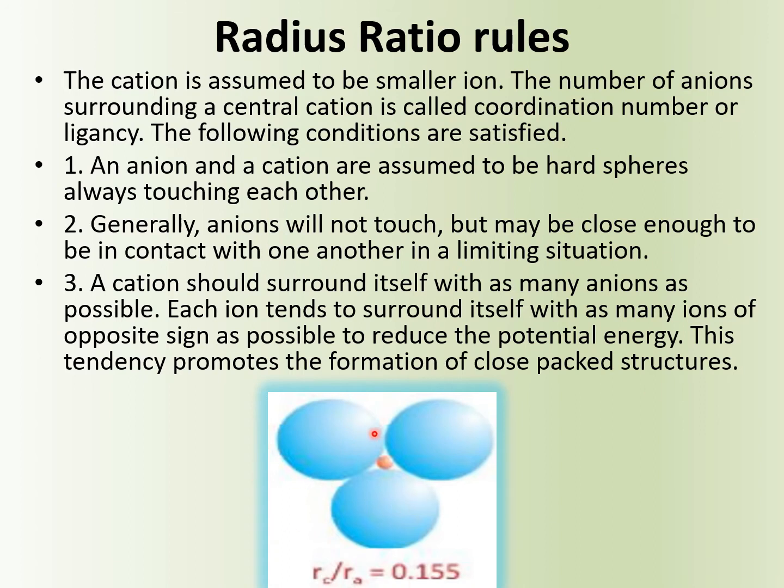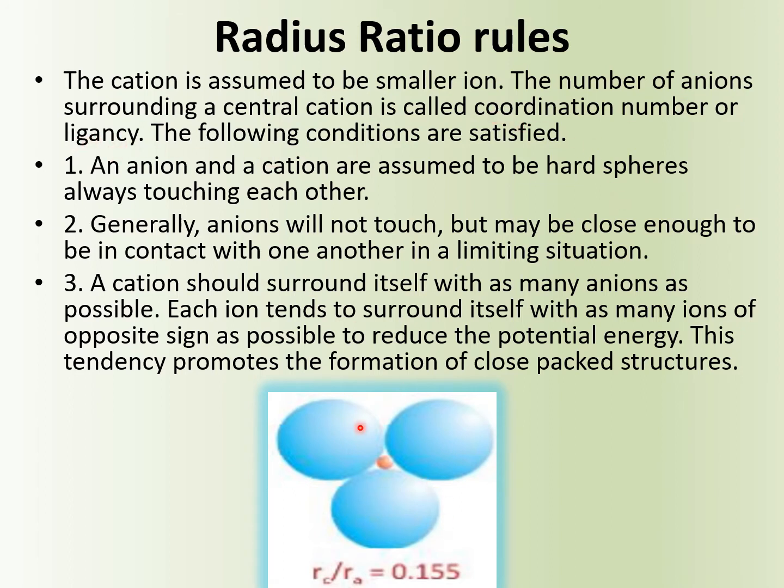The next, radius ratio rule. In this radius ratio rule, the metal is the cation, which is assumed to be very small, and it is surrounded by the anions. Okay, this is the assumption. It's very small and it's surrounded by the anions. This number of anions is called the coordination number or ligancy.